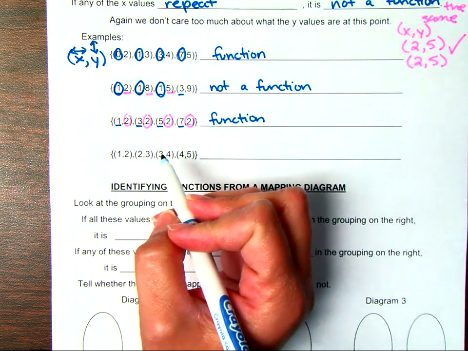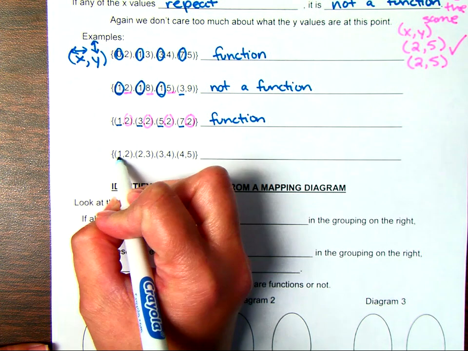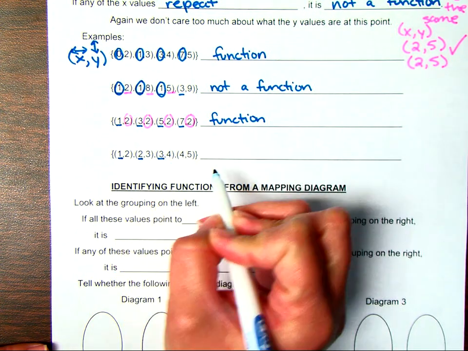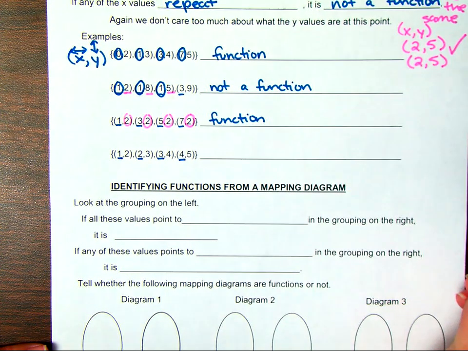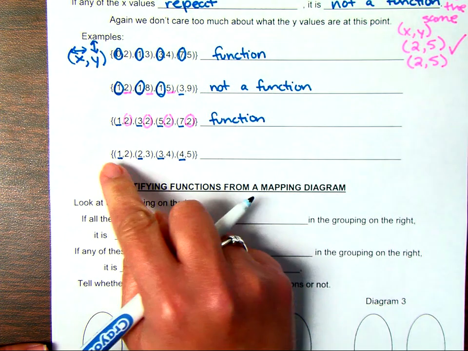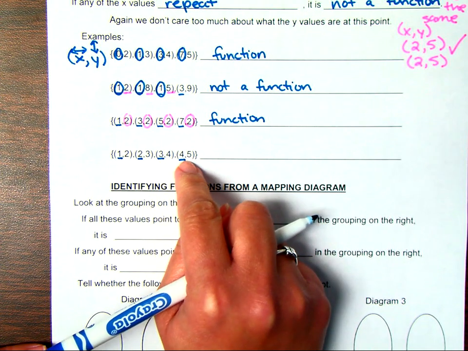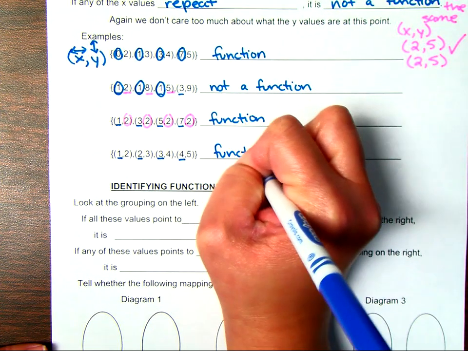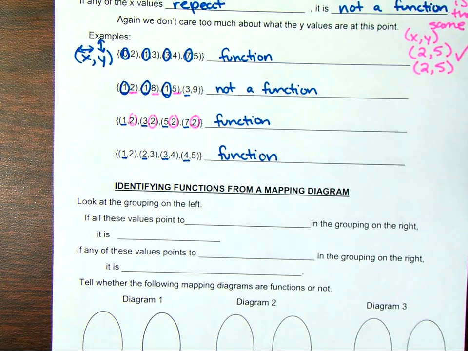All right, so let's look at this last one. X is 1, y is 2. X is 2, y is 3. X is 3, y is 4. X is 4, y is 5. So 1, 2, 3, and 4, those are all different numbers, so it is a function. All right, let's keep going.